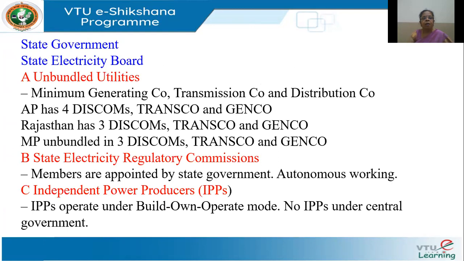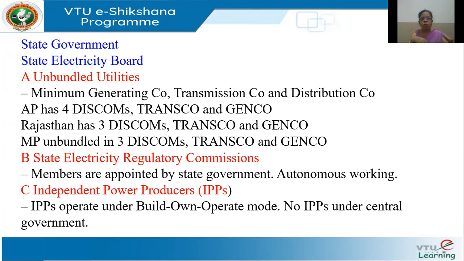Then in the state government, we used to have state electricity boards. SEBs, they were called. Today, we have what are called unbundled utilities. See, these electricity boards controlled everything in the state. Generation, transmission, distribution, everything was controlled by the electricity boards.